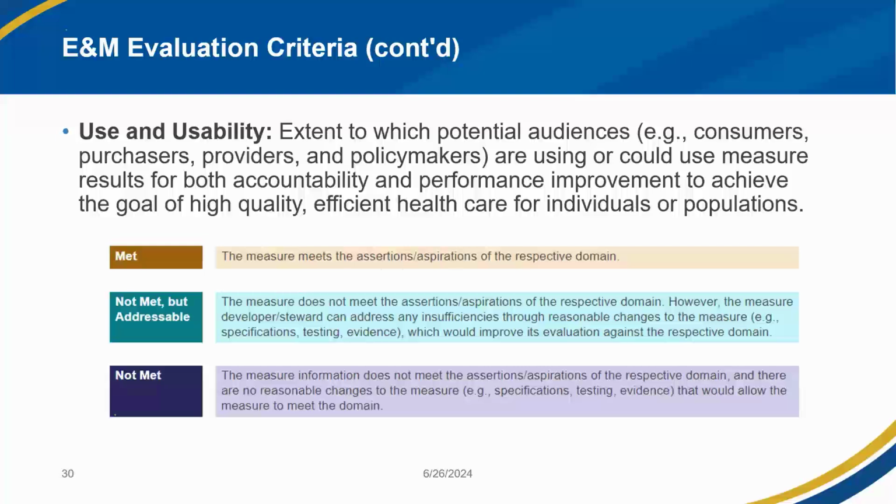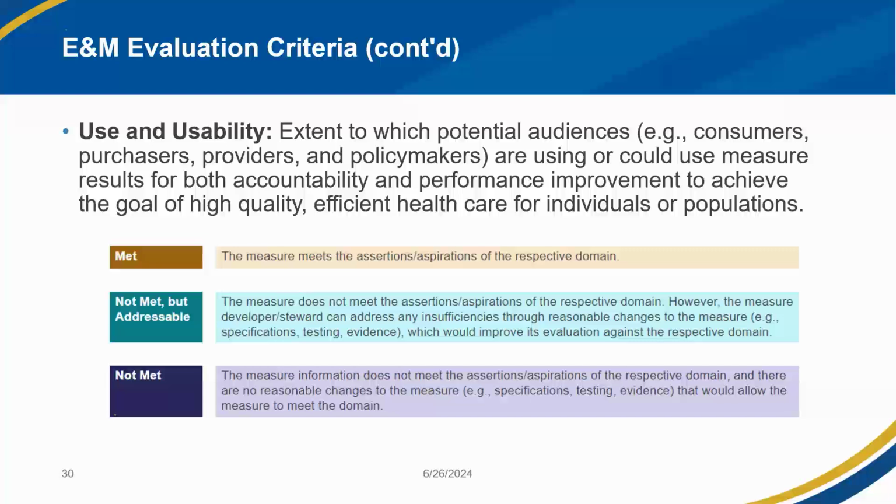So the final and fifth domain is use and usability, which looks at the extent to which audiences such as consumers and providers and policymakers can use the measure results for accountability and performance improvement. So accountability applications use measure performance results to make judgments and decisions based on performance. So this can be confidential reporting for reward or recognition, payment, or selection. Accountability applications such as public reporting or for accreditation or performance-based payment or for network inclusion or exclusion.